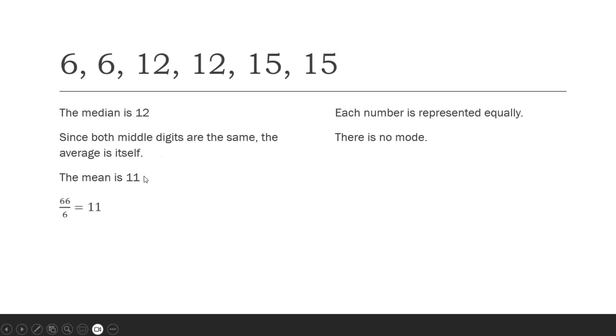Then your mean is 11. So if you were to add up all these numbers and divide by 6, since there are 6 numbers, you would get 11. So even though 11 is not appearing in this set of data, it's still the mean or the average. And then since each number is represented equally, they all appear 2 times, there is no mode for this set of data.